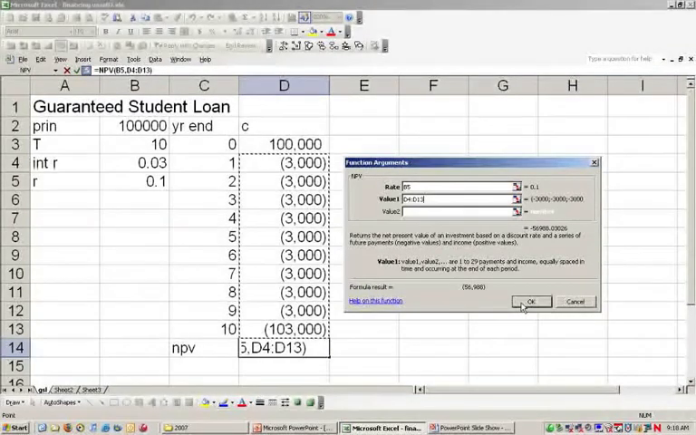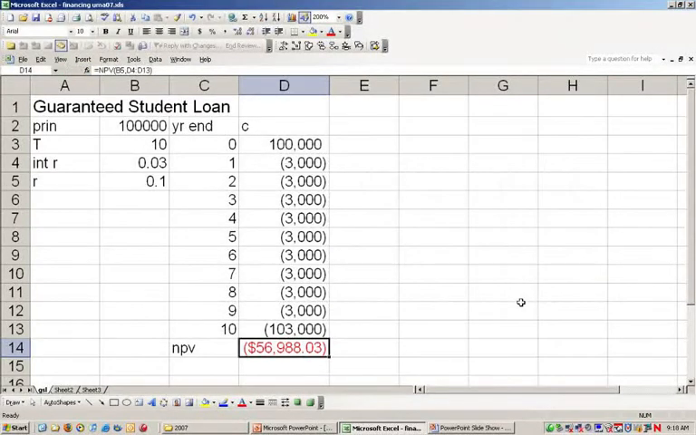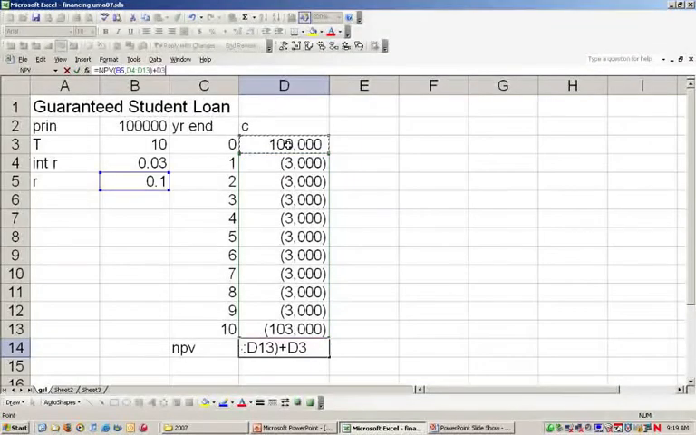Then we say OK, and we've calculated a present value. Then we need to go up, as usual, to our formula bar and modify the calculation to add in the year 0 cash flow.